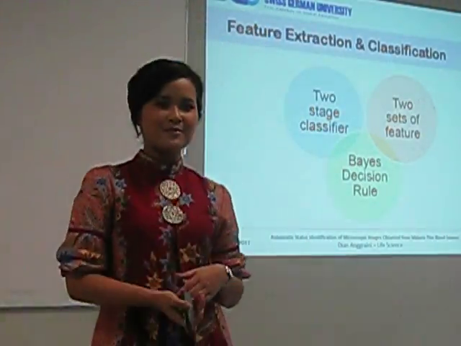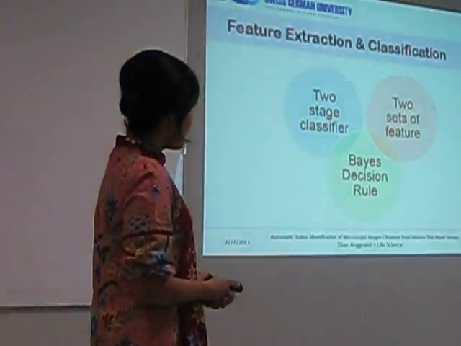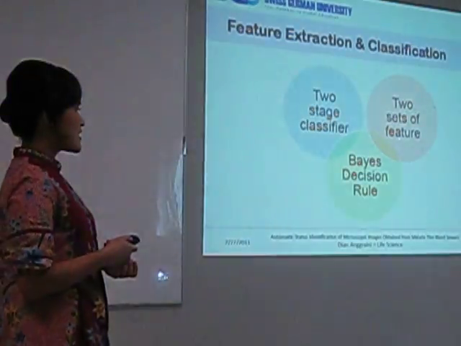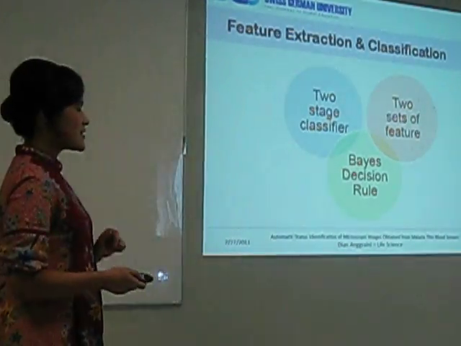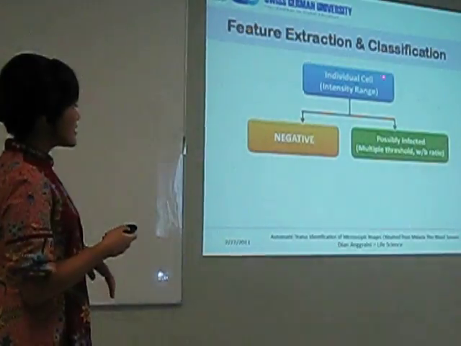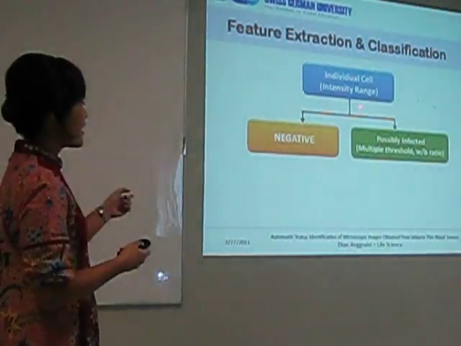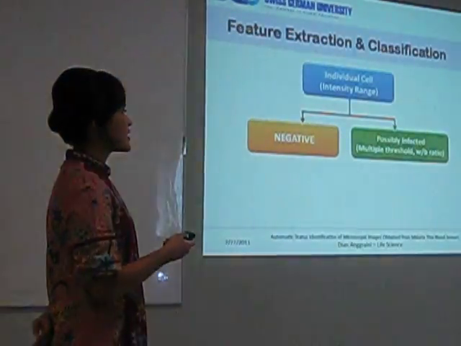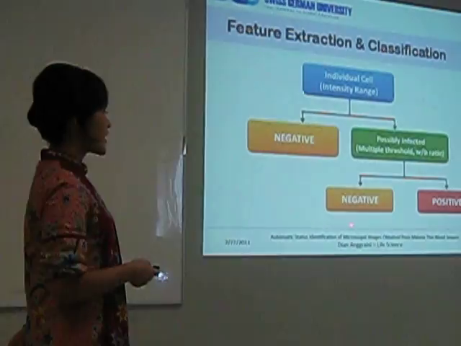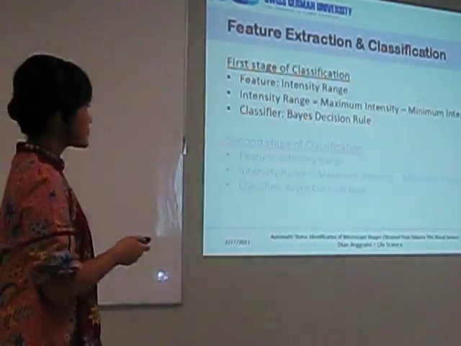Now, we come to the most challenging but interesting and rewarding part. Our final classification model is built as a two-stage classifier with two sets of features using the Bayes decision rule in each phase. First, the individual cells, or the segmented ones, will be classified as negative or possibly infected based on intensity range. Then, the possibly infected ones will be classified as negative or positive based on white to black ratio.